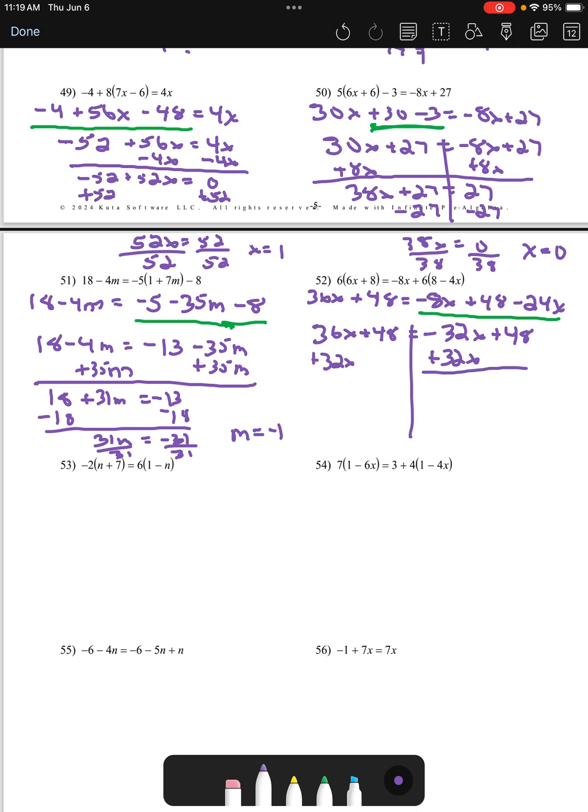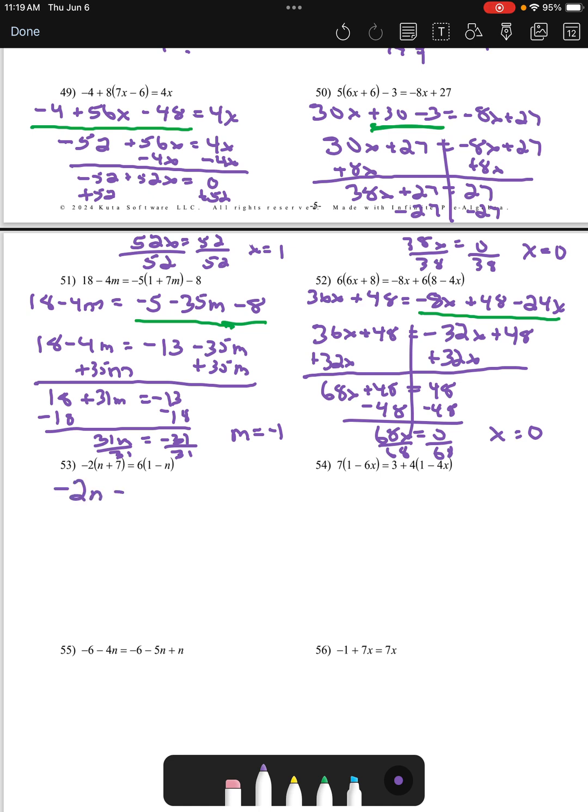Our smaller x is definitely the -32x, so we're going to add 32x to both sides. 36 plus 32 is 68x plus 48 equals 48. Normal two-step equation now. Subtract 48 from both sides to get 68x equals 0. And divide both sides by 68 to mercifully get x equals 0.